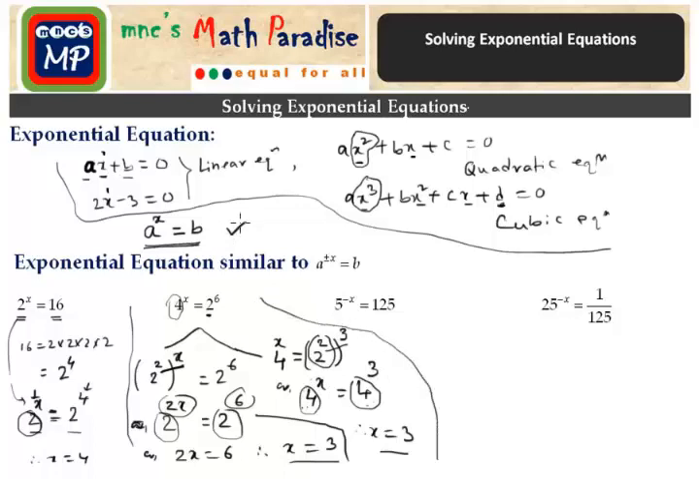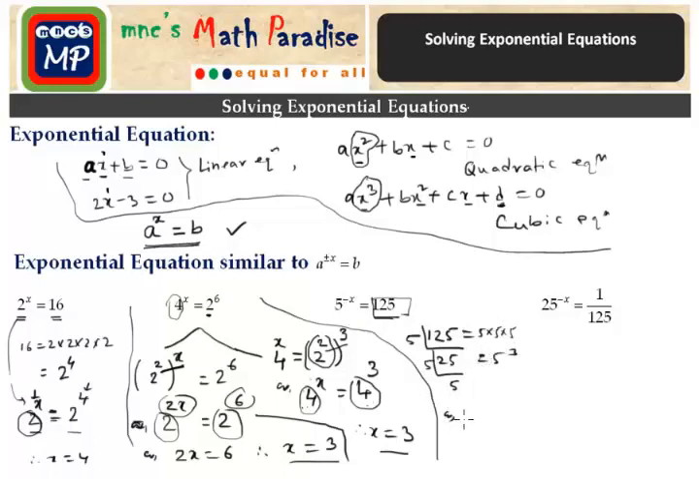Okay, let us do this third example. 5 to the power minus x equals 125. So here the base is 5, the power is minus x, and the value is 125. So we need to convert this 125 into base 5. How can we do that? 125, if we divide it by 5, we will get 25. If we divide it by 5, we will get another 5. So 125 means 5 times 5 times 5. That means 5 cube.